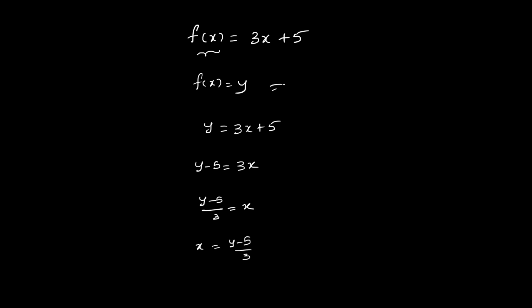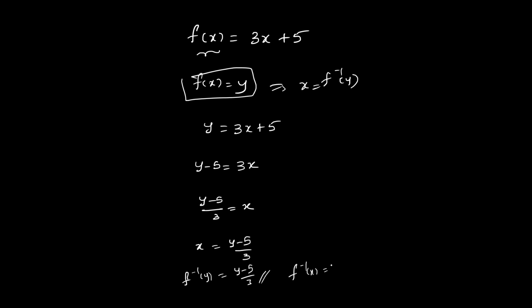Now x is equal to (y minus 5) by 3. What is x here? f inverse of y, because if f of x is equal to y, x will become f inverse of y. That means f inverse of y is equal to (y minus 5) by 3. Similarly, f inverse of x is equal to (x minus 5) by 3. So this is how we will find the inverse of a function.